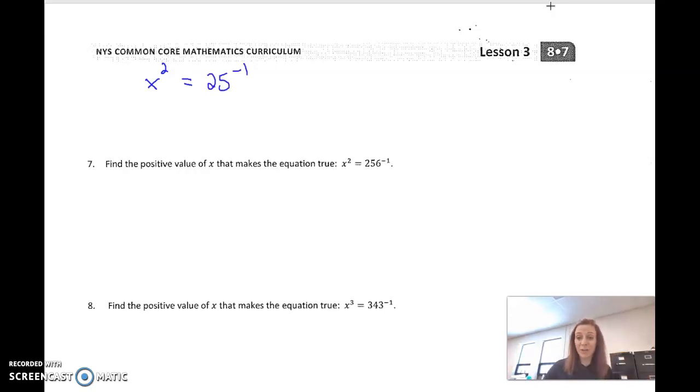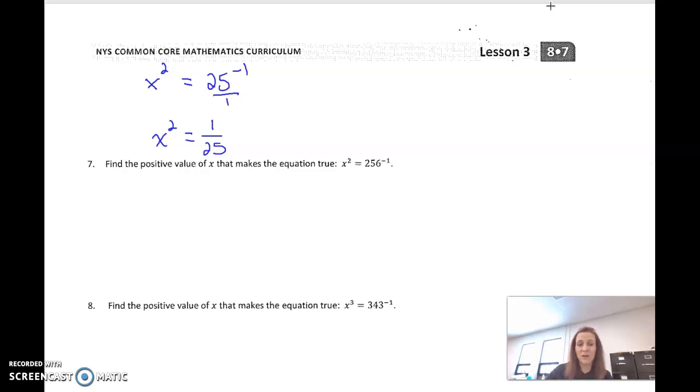Think back to when we were working with exponents. Remember, if we have a negative exponent, we can take the reciprocal and drop the negative. So 25 to the negative first power is actually 1 over 25. So this ends up being x squared equals 1 over 25. All right, that's great, except we still haven't solved for x.